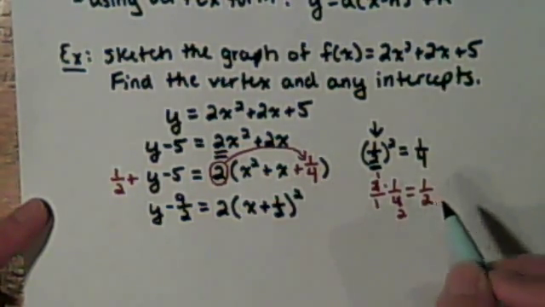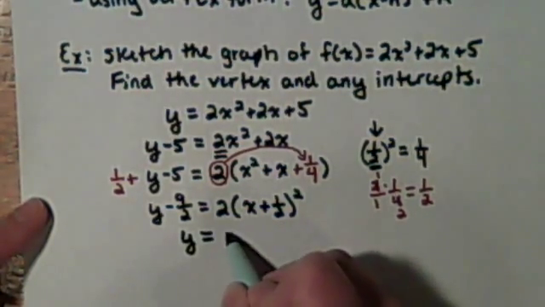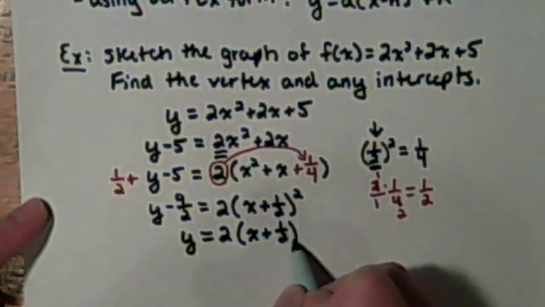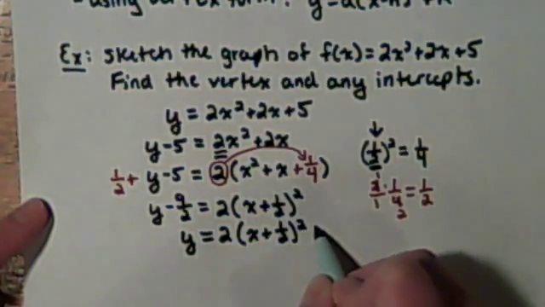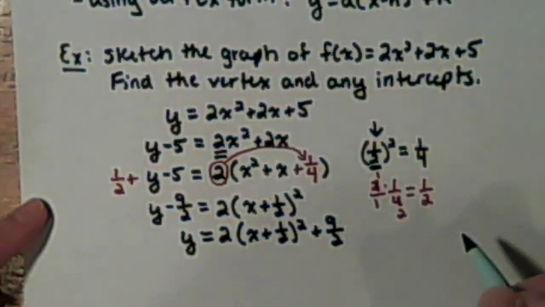We're almost done. All we need to do now is bring the 9/2 over. So we get y is equal to 2 times x plus 1/2 squared, and then we add the 9/2.